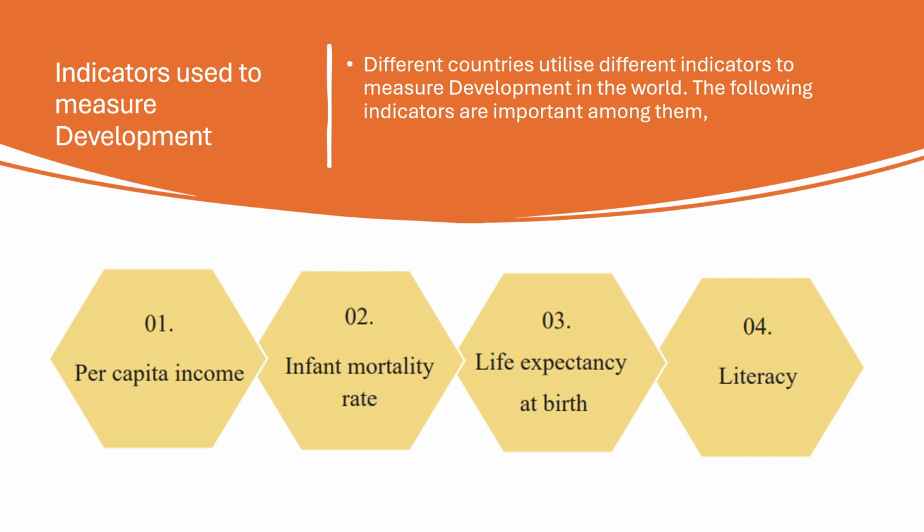Indicators used to measure development. Different countries utilize different indicators to measure development in the world. The following indicators are important among them. First one, per capita income. Second, infant mortality rate. Third, life expectancy at birth. And fourth is literacy.